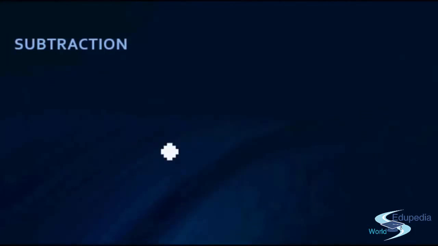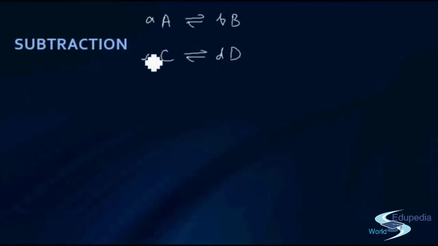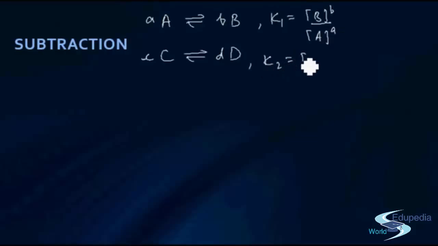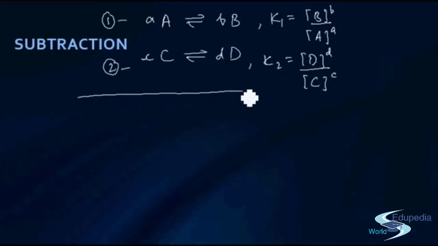Now lastly, let's look at what happens if I subtract two reactions. So once again, let's assume the same reactions, A to B and C to D. Their equilibrium constants are again given to you, say K1, and we know how to calculate K1. K2 is also given to you, and we also know how to calculate K2. What we need to do now is subtract equation 2 from equation 1. That is, I want to find out the resultant equation when I subtract 2 from 1.